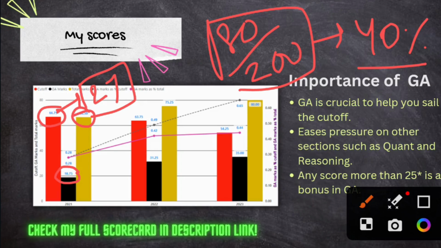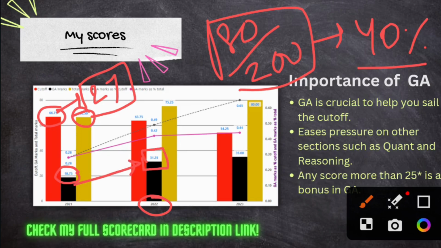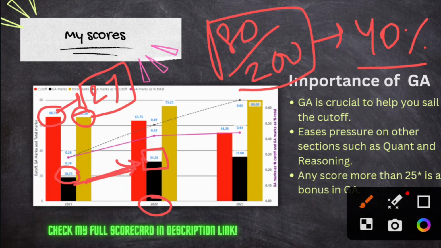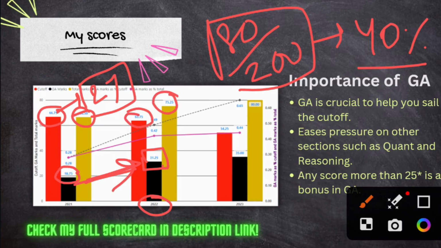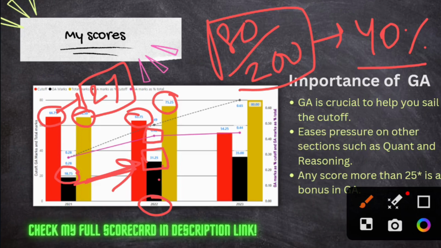Still, now come to 2022. You see this jump, I would say I worked a lot to secure this jump, and you can see how comfortably I cleared this cutoff. You see the weightage: 42% of my marks are from GA only, and 49% of the cutoff was cleared with the help of GA only.